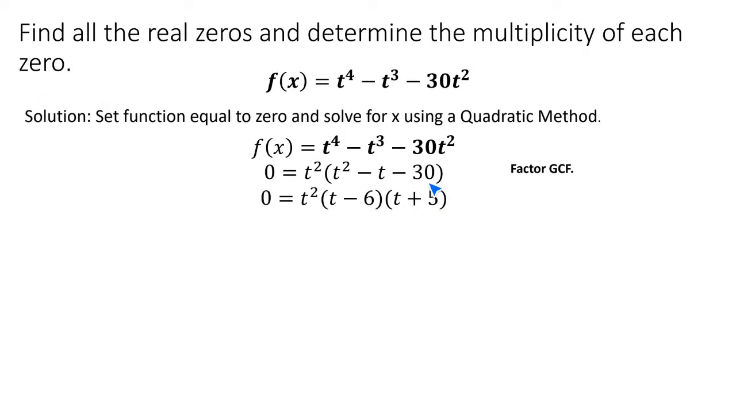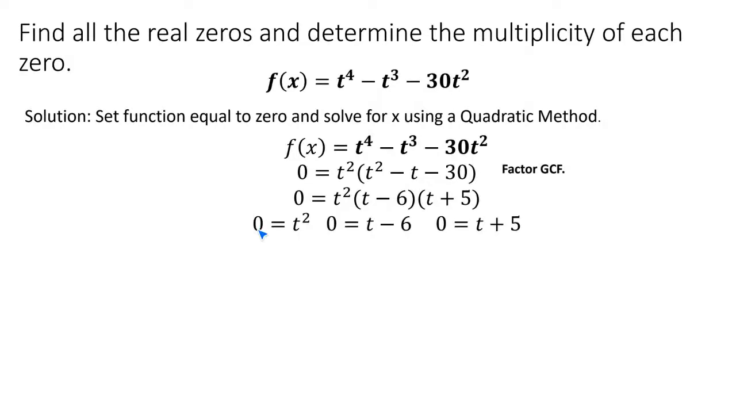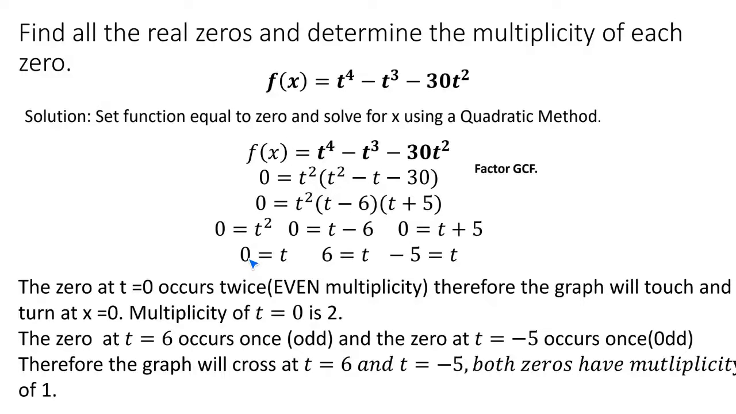6 times 5 is 30. And if I have a negative 6 plus a 5, that will give me the negative 1. So if I set these factors equal to 0, I get 0 is equal to t squared, 0 is equal to t minus 6, and 0 is equal to t plus 5. If I simplify, then I get t is equal to 0, 6 is equal to t, and negative 5 is equal to t.